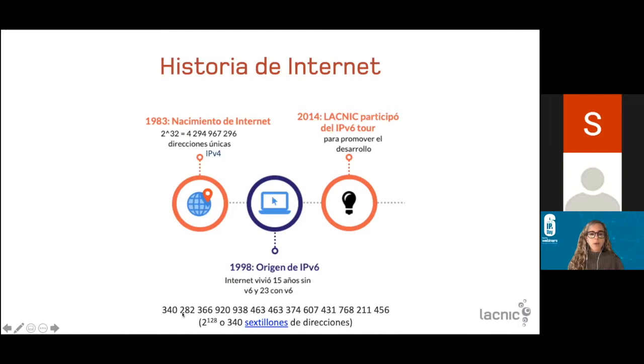IPv6 has a huge number of public addresses, 346 trillion addresses. And we understand that this should last because it really changes the way we configure the IPs. In IPv4, we configure one for a device. And here we configure blocks, slash, depending on the type of service.